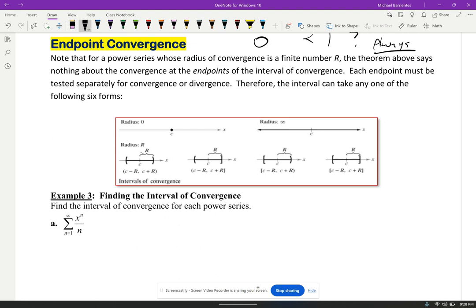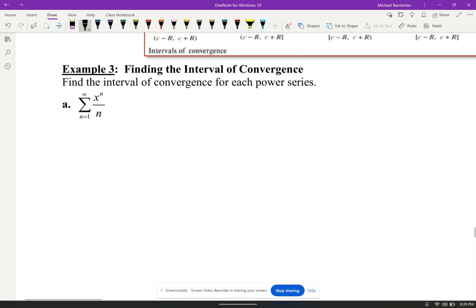But what happens at the endpoints of that interval? We're going to have to test them separately for convergence or divergence. So, all those tests that we did in part one, we're going to use now in order to test endpoint behavior of an interval of convergence.